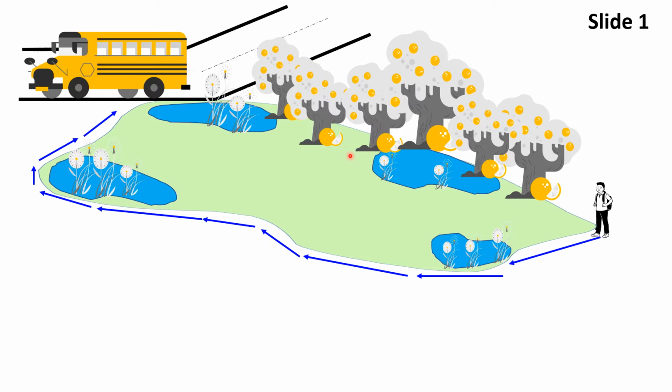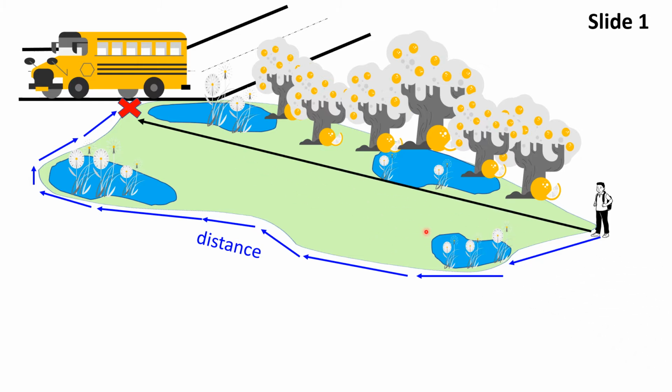Slide 1 illustrates the difference between distance and displacement. This student needs to walk to the bus stop marked with an X. If he walks around this landscape and adds all small lengths throughout this path, the total length is called distance. However, if he walks in a straight line from his starting point to the X mark, we call this length displacement.